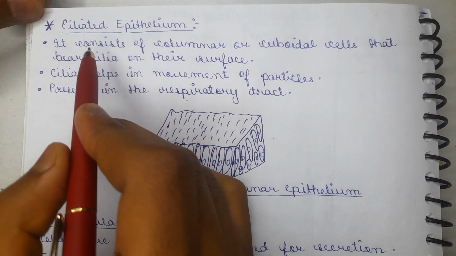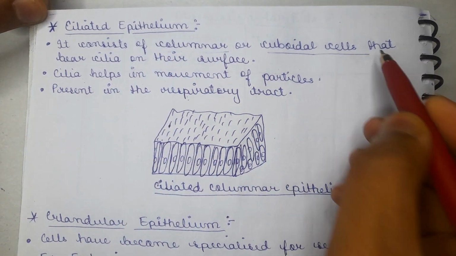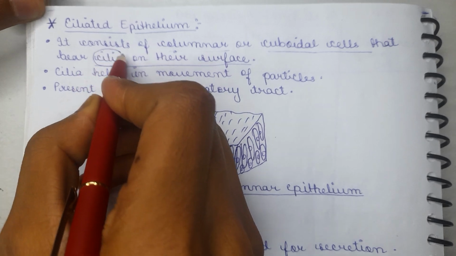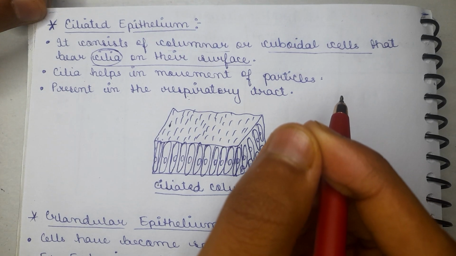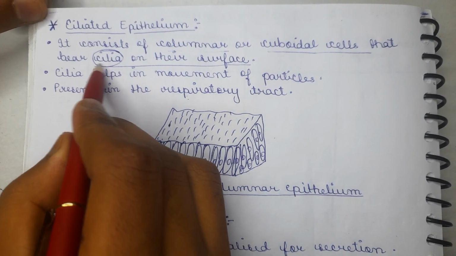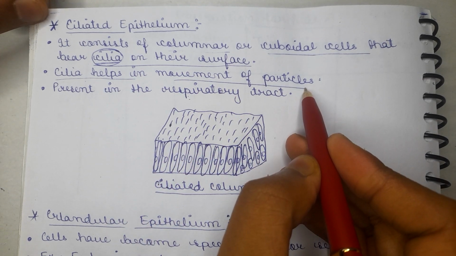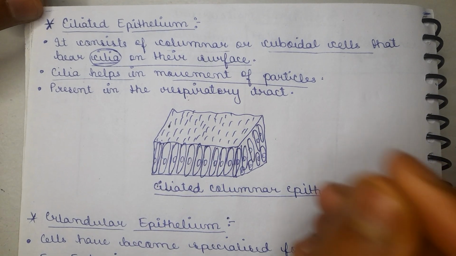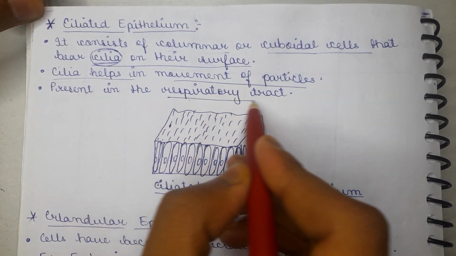What is it? These mainly consist of columnar or cuboidal cells, and these bear cilia on their surface. What are these cilia? These cilia are thin hair-like projections, mainly on the surface of tissues. Now, what is the purpose of this cilia? This cilia helps in the movement of particles in a specific direction over the epithelium, or we can say over the tissues. Now, these are mainly present in the respiratory tract.